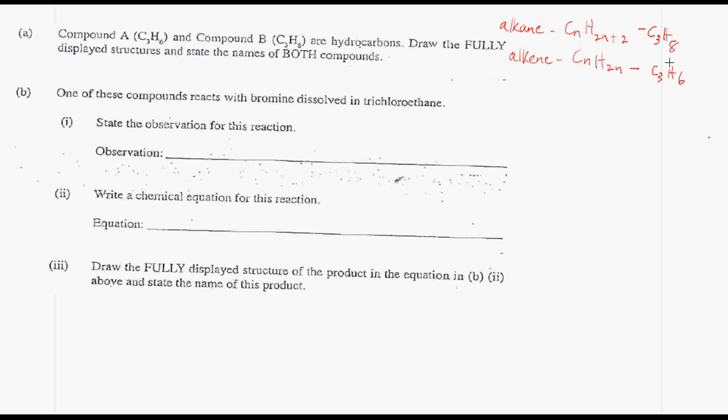So therefore, C3H8 is really compound B, so therefore compound B is an alkane, and compound A is an alkene. Now we want to draw the displayed structures, so therefore A is an alkene, so we draw 3 carbon atoms, and we need to put in a double bond because it is an alkene.